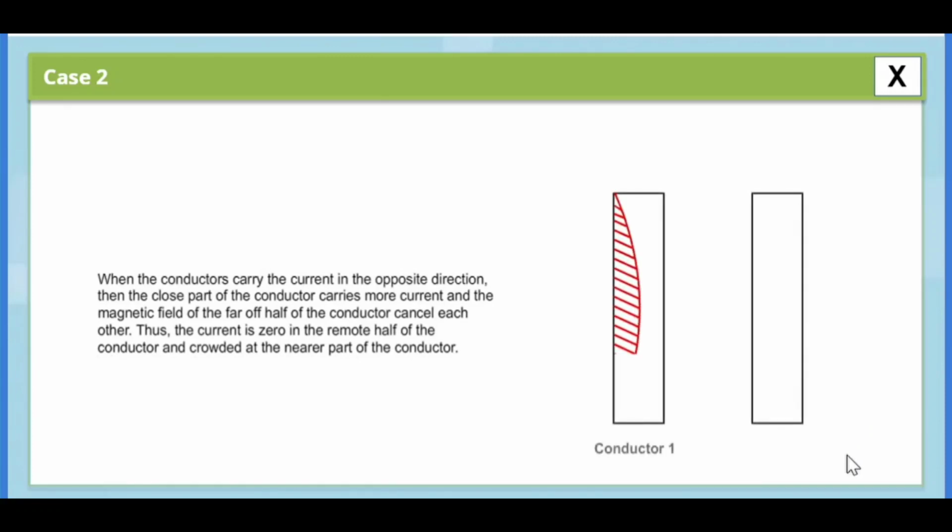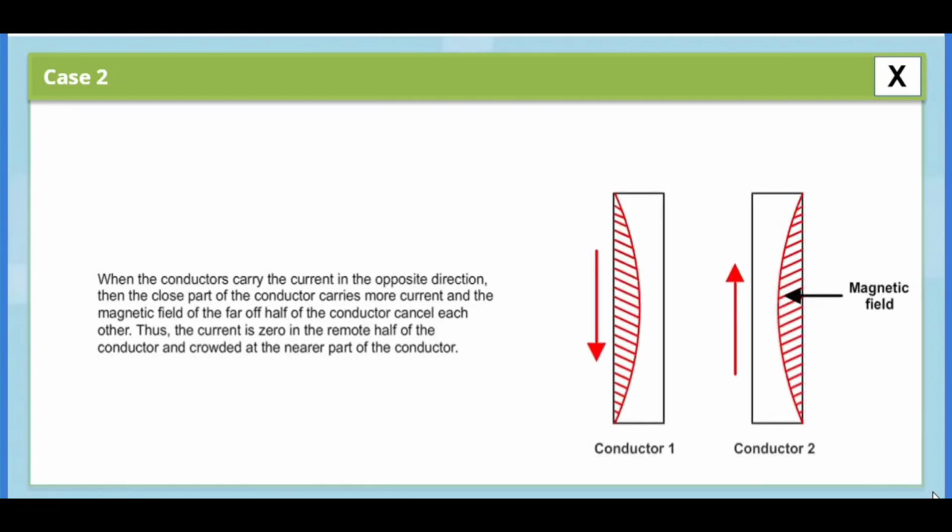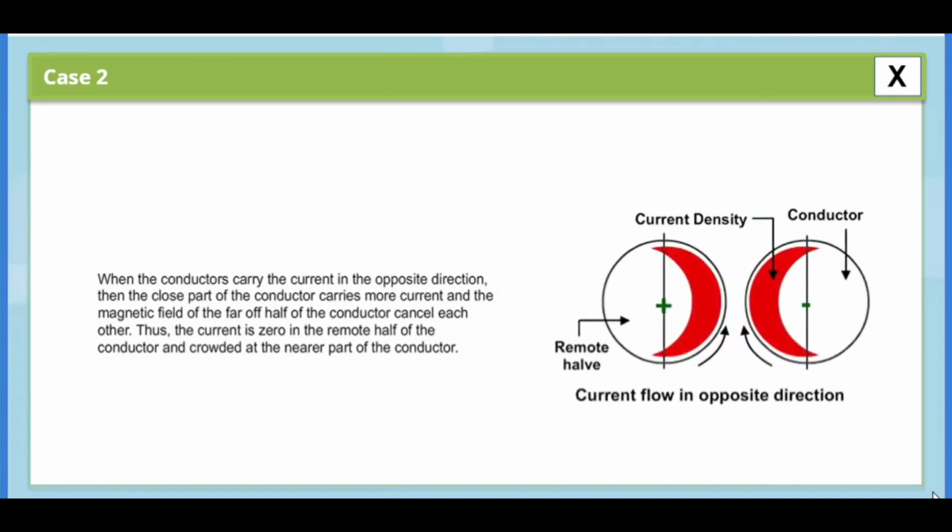When the conductors carry the current in the opposite direction, then the closer part of the conductor carries more current and the magnetic fields of the far-off half of the conductor cancel each other. Thus, the current is zero in the remote half of the conductor and crowded at the nearer part of the conductor.